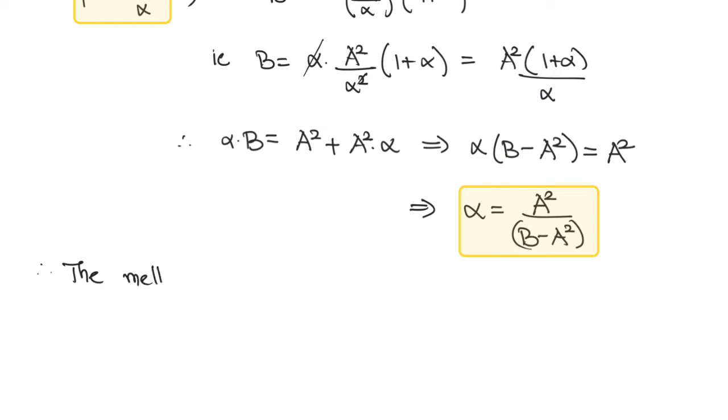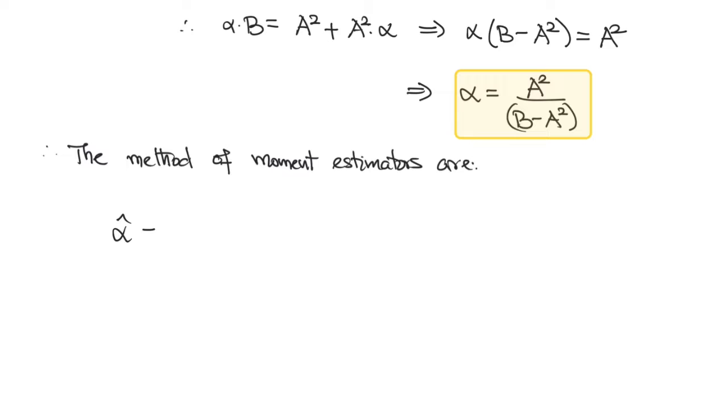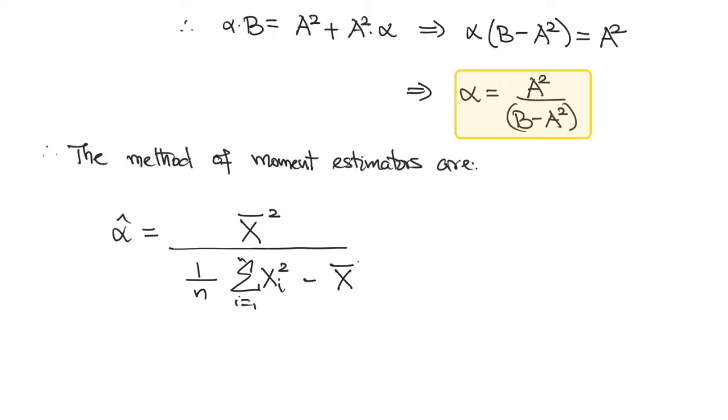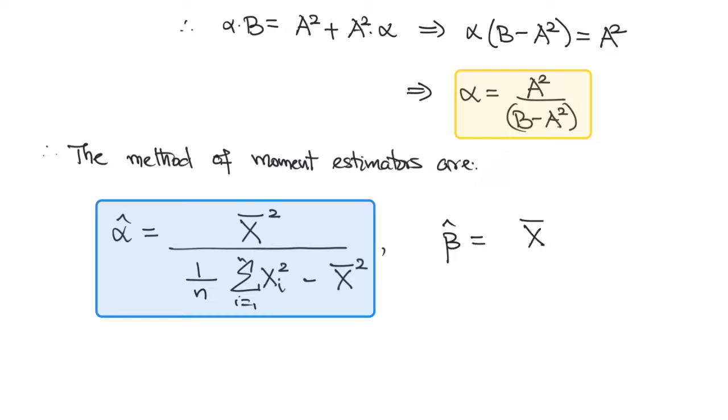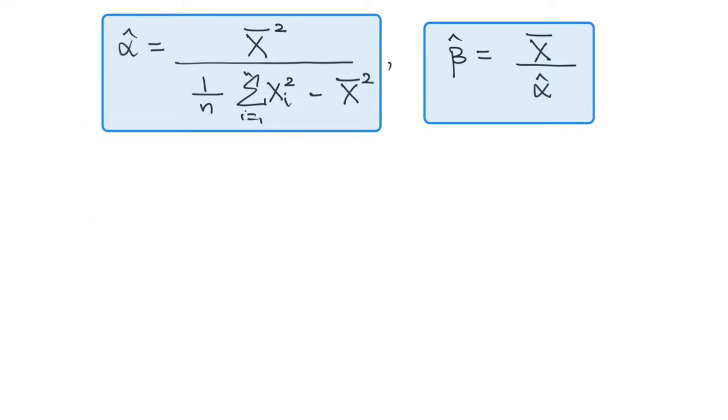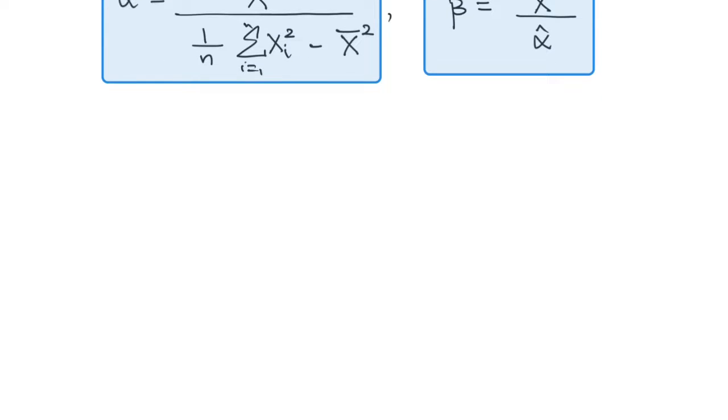So therefore, the method of moments estimators for the gamma distribution are given by alpha hat equals x bar squared divided by 1 over n times summation xi squared minus the square of x bar squared, and beta hat equals x bar divided by alpha hat. We will now move to the next technique of estimation, which is the maximum likelihood estimation procedure.